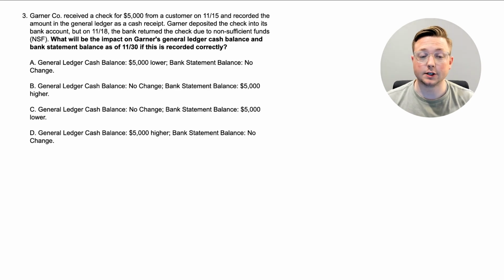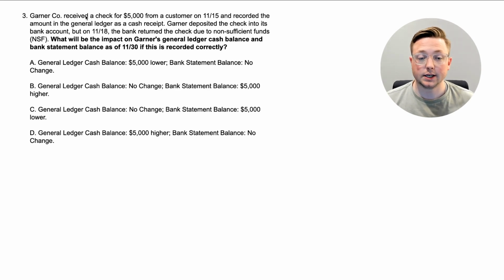All right, here we are at question 3. Let's read this last part here. What will be the impact on Garner's general ledger cash balance and bank statement balance as of 11/30 if this is recorded correctly? So let's look at what it's talking about, but we're trying to figure out the impact of whatever we're about to read.